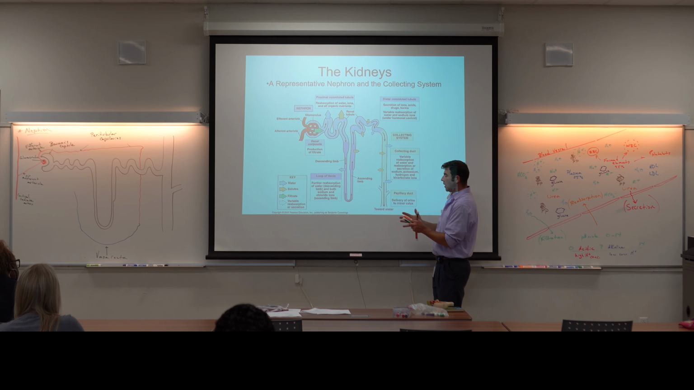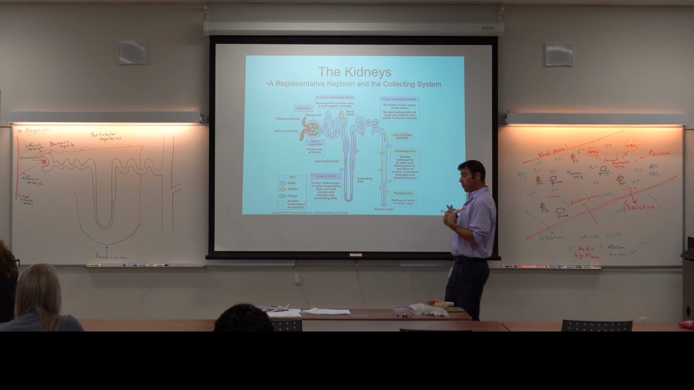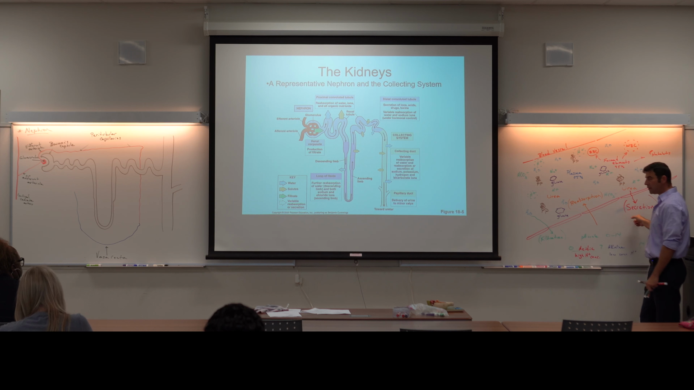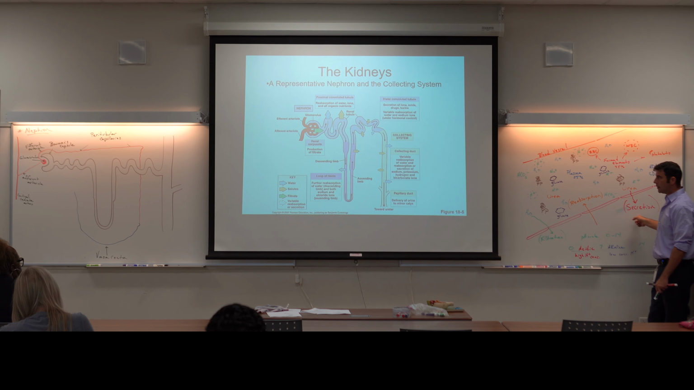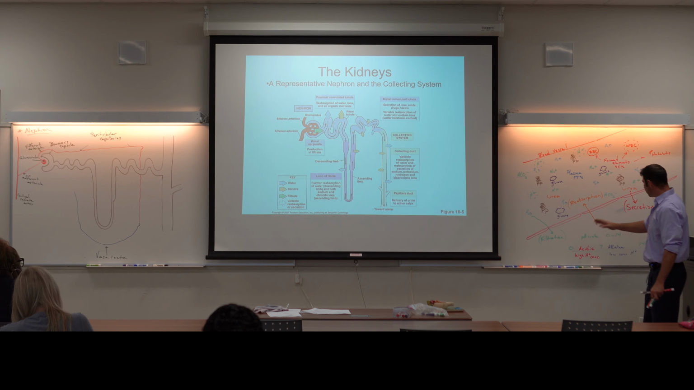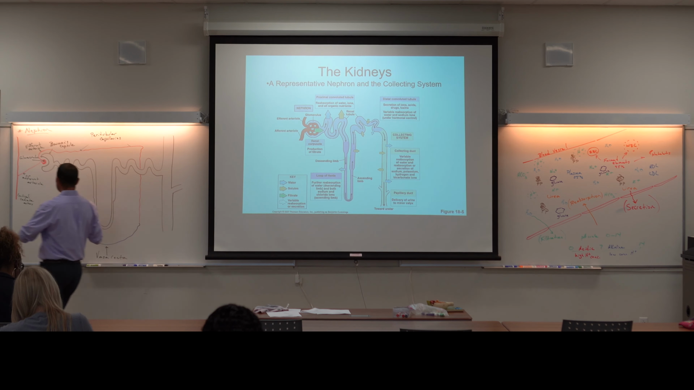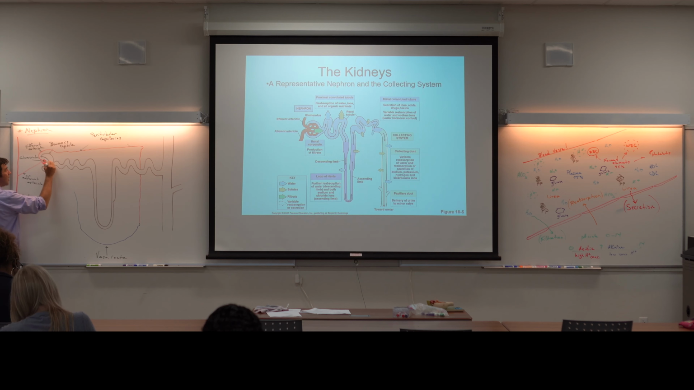There they can regulate, do we need to hold on to more hydrogen ions? Or if we have too many of them, maybe we need to secrete and get rid of some of these hydrogen ions. So just know the difference between filtration, reabsorption, and secretion. As we go back to this diagram, filtration happens right here in the glomerulus.